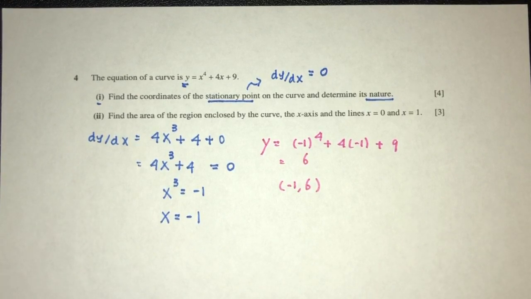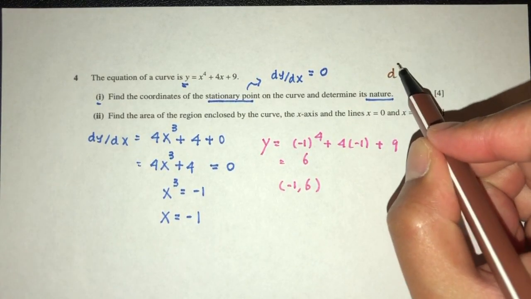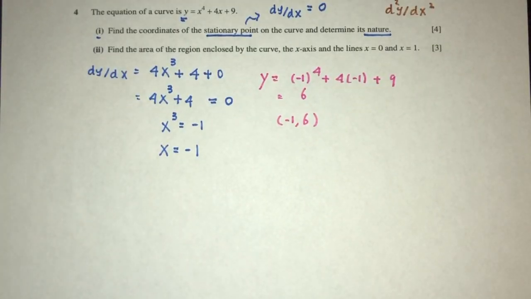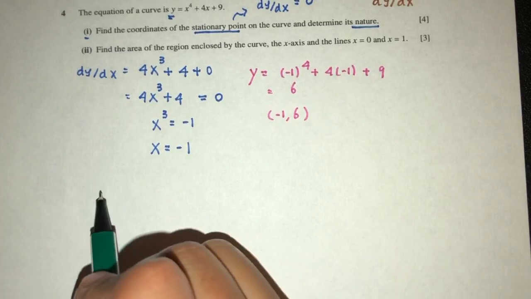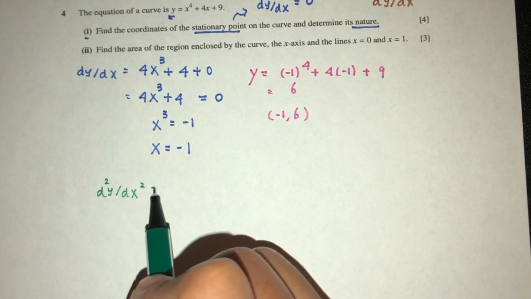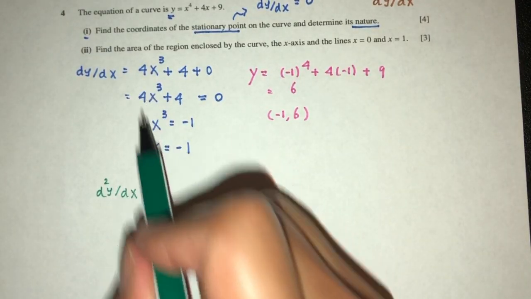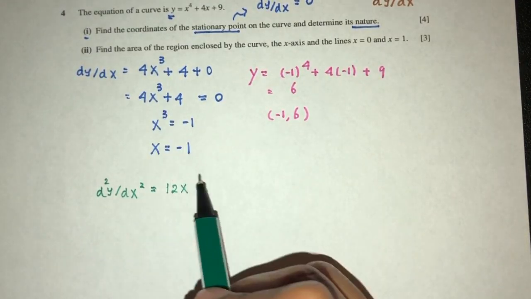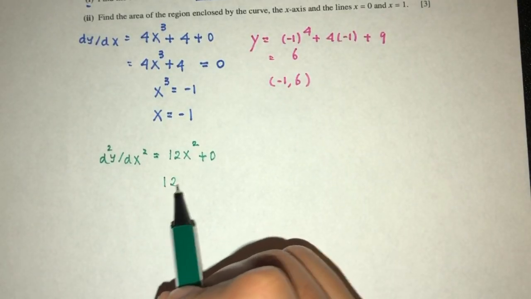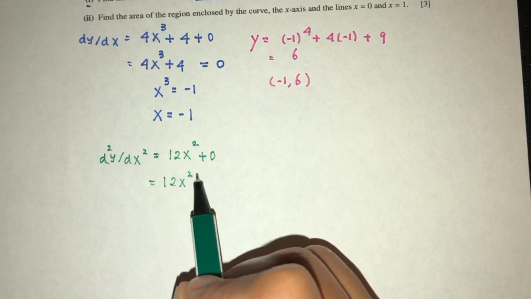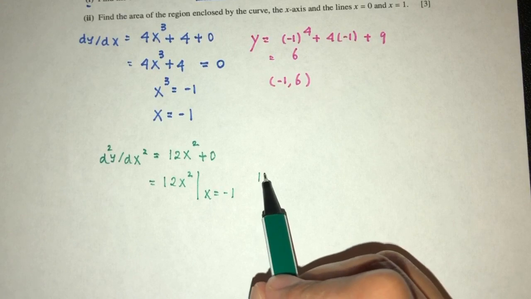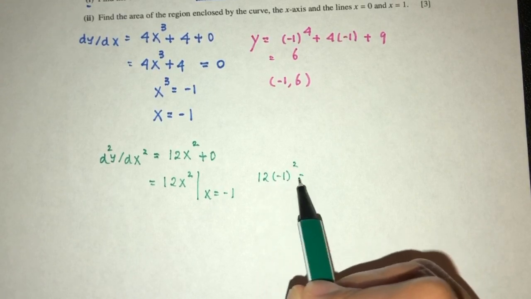Now you have to find the nature. To find the nature, we have to look at d2y by dx2. So let's differentiate dy by dx to find d2y by dx2. So it will be 3 times 4 is 12, minus 1, that will be x squared, and this will become 0. Now here we have 12x squared. Now we have to find the value at the point where x equals minus 1. That will be 12 times minus 1 squared, that will be just 12.